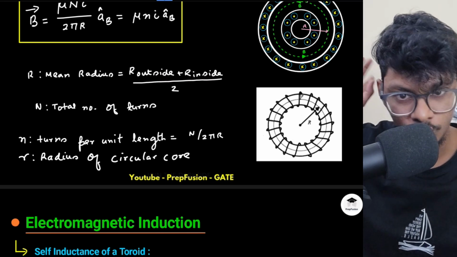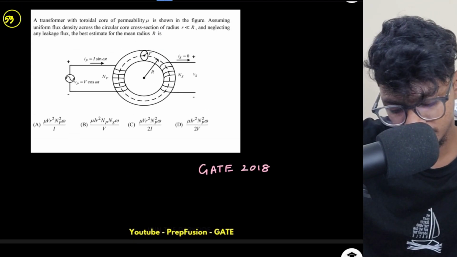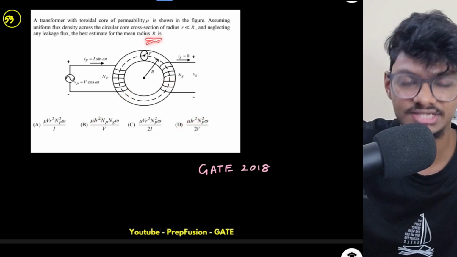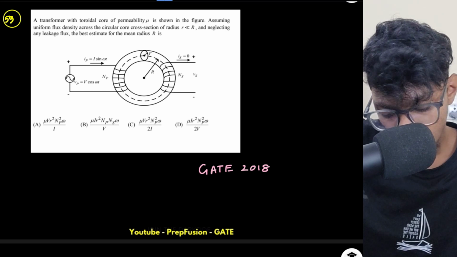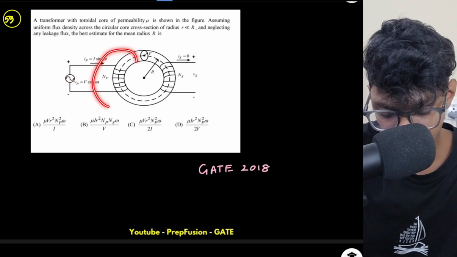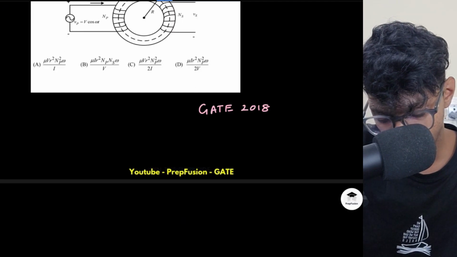Okay, so I have told this in a previous lecture as well about the toroid. So we have to identify that. We have to use the inductance concept here, and with the help of that we have to identify the best estimate for the mean radius. So can you tell me what is the inductance of this particular configuration? What is the self inductance of this particular coil?